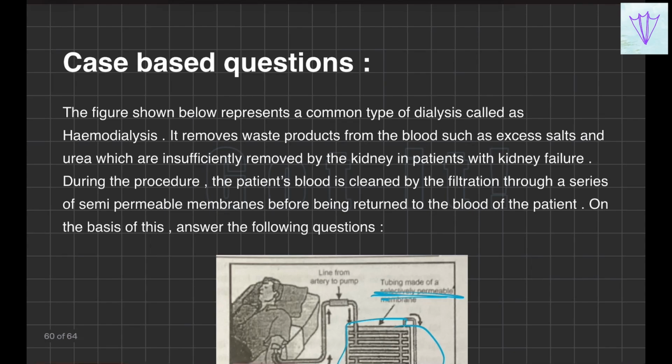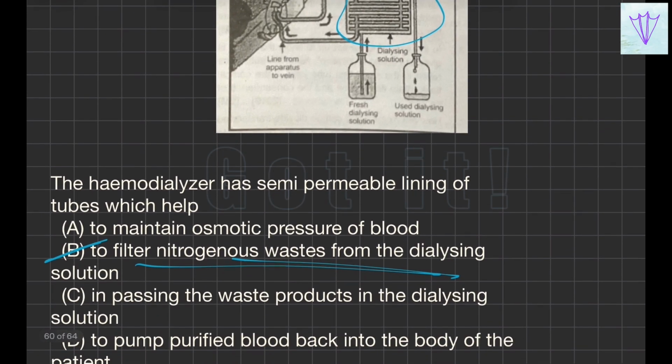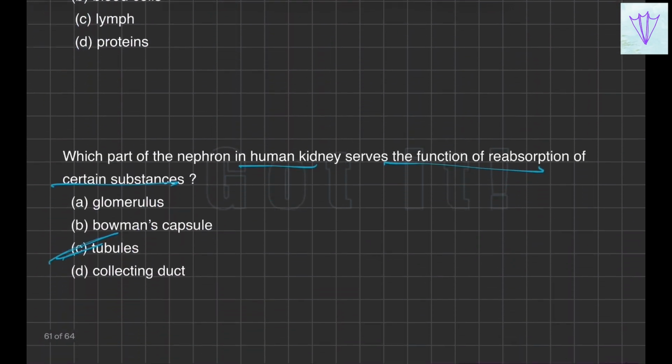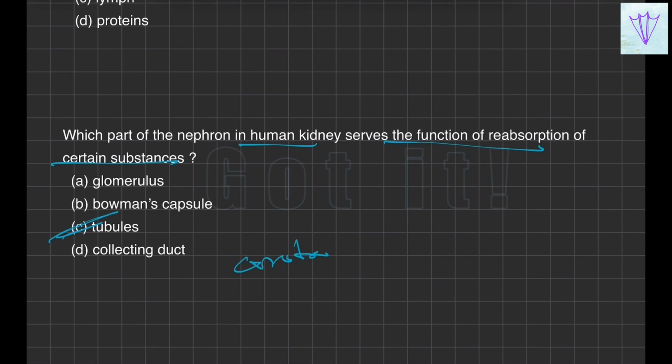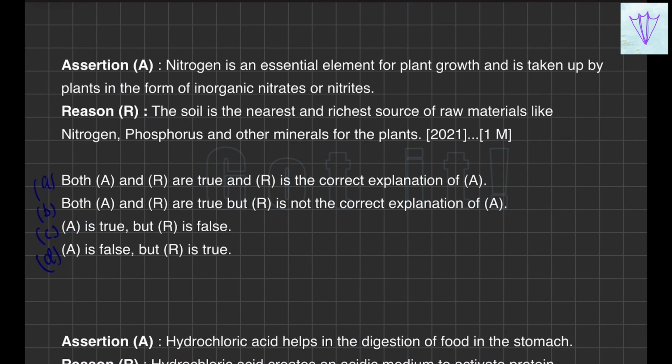So in this way, they will be providing us a passage and asking us questions, some MCQs based on it, and this is how you have to solve the case-based questions. Now we have come to the assertion and reason kind of questions. The assertion is that nitrogen is an essential element for plant growth and is taken up by the plants in the form of inorganic nitrates and nitrites. It is true. Next, the reason: the soil is the nearest and the richest source of raw materials like nitrogen, phosphorus and other minerals to the plant.